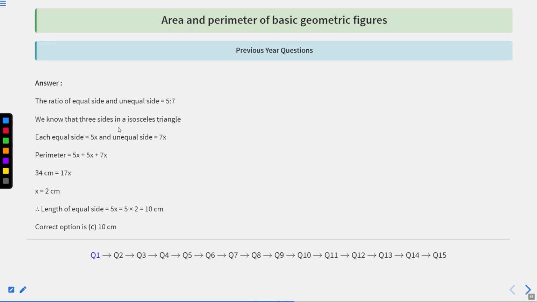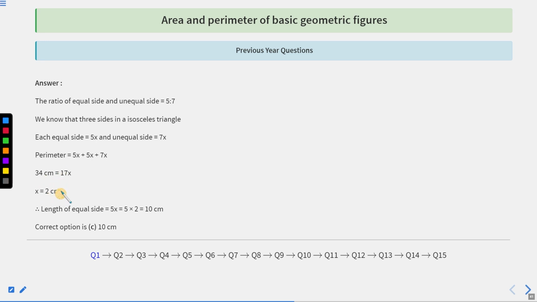So let us see. The ratio of equal side and unequal side is 5:7. We know that in an isosceles triangle, each equal side is equal to 5x and the unequal side is equal to 7x. The perimeter is nothing but the sum of the length of each side. Therefore, the perimeter will be 5x plus 5x plus 7x, so it will be 17x, and perimeter is already provided to us, that is 34 centimeter. So using this equation we can easily obtain the value of x. So x equal to 2 centimeter.